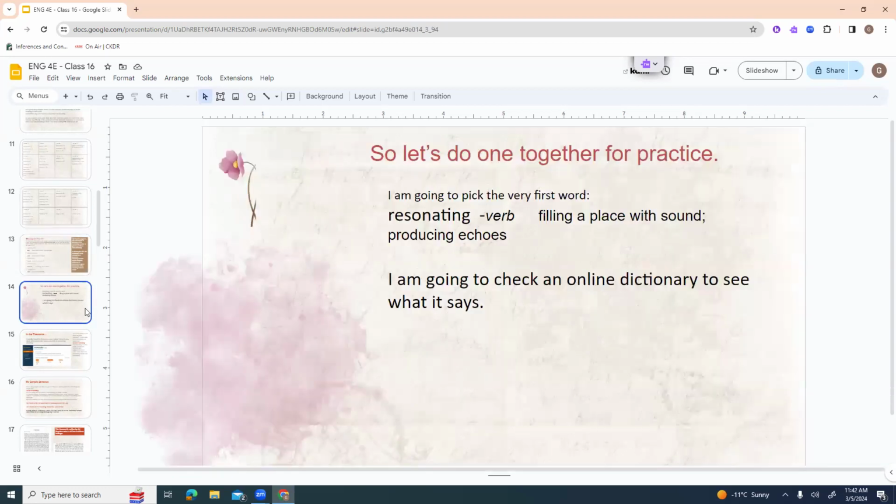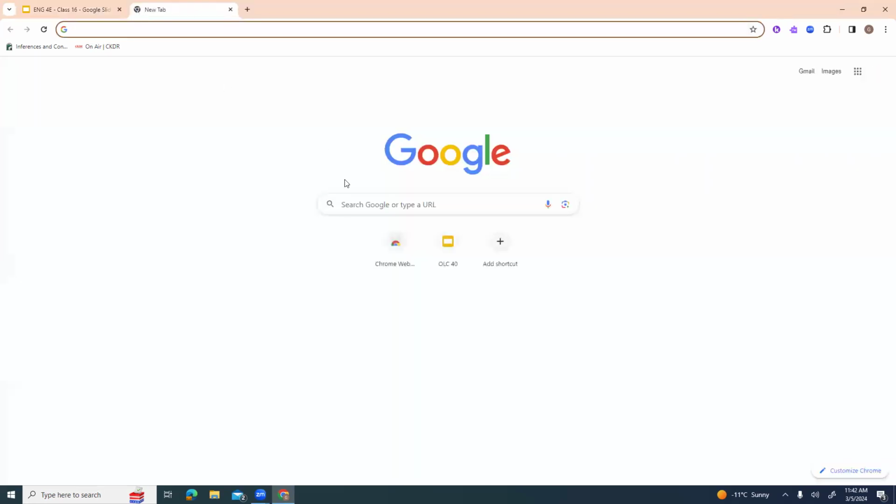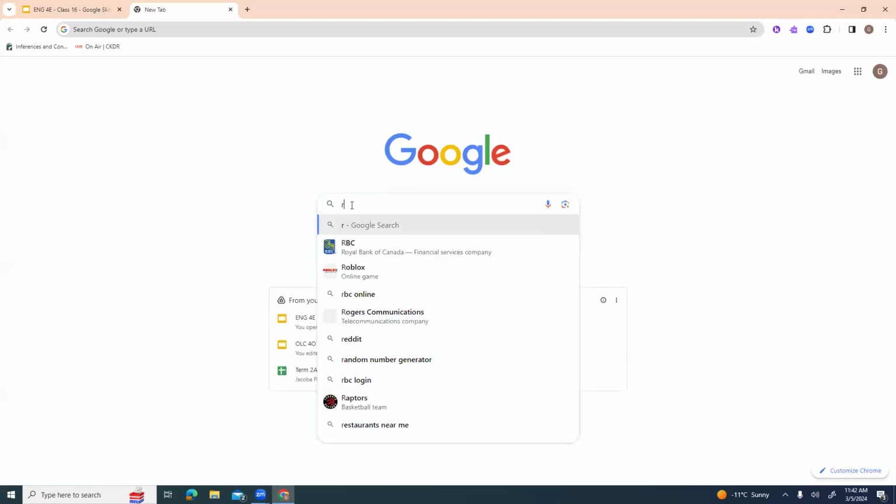And so here is an example. I'm going to do one together with you guys for practice. The very first word is resonating. It's a verb, filling a place with sound, producing echoes. So I was right in the middle of just grabbing this screenshot. I didn't get a chance to. I'm going to check an online dictionary to see what it says. Let me see if I can do this right now and see how helpful it is.